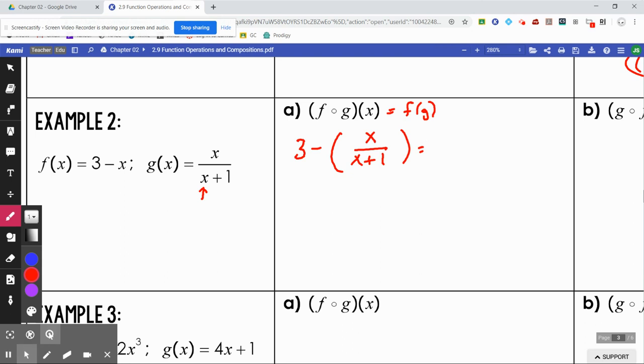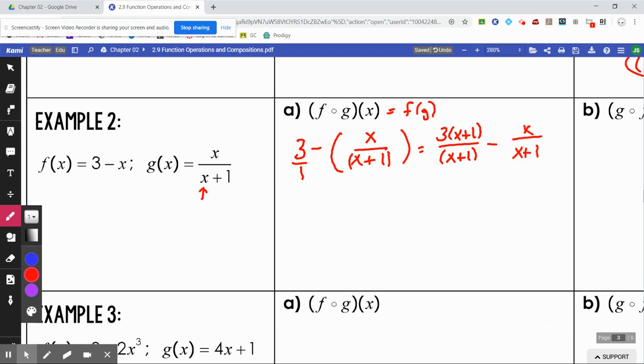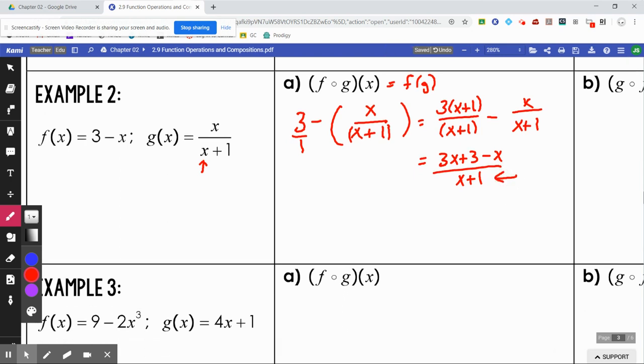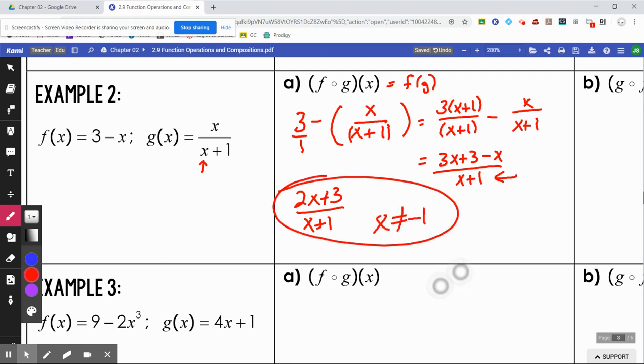Okay, so let's combine some like terms, find some common denominators here. So my first function, I need an x plus 1 on the bottom, so I'm going to multiply top and bottom by x plus 1. And I'm going to subtract x over x plus 1. And that gives me 3x plus 3 minus x all over x plus 1. It's already obvious what my domain is. I can pull my domain from here after I get done with these problems. 3x minus x gives me 2x plus 3 over x plus 1. And obviously x cannot equal negative 1 will be my domain.